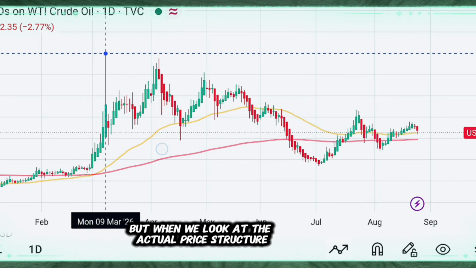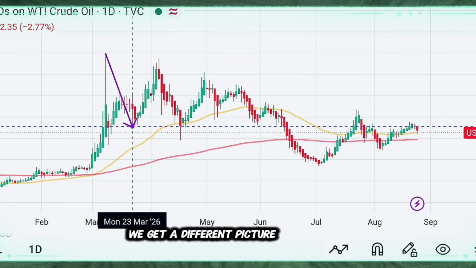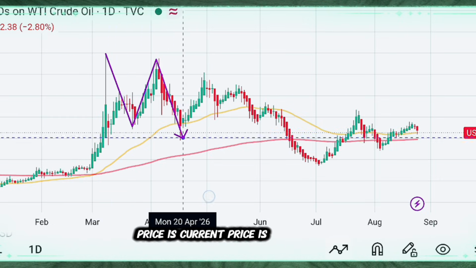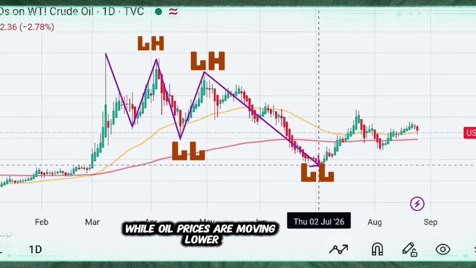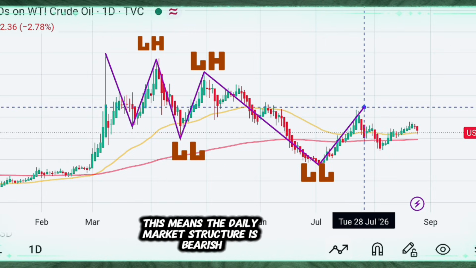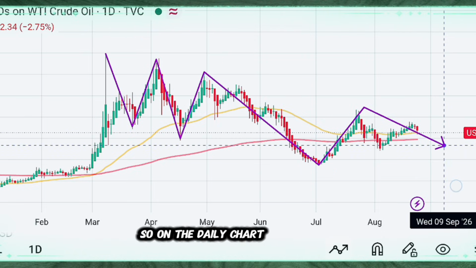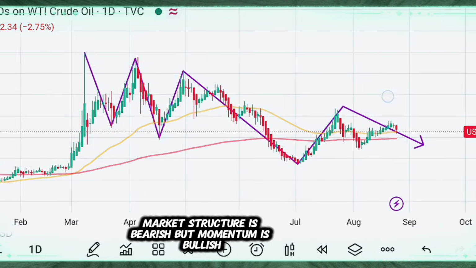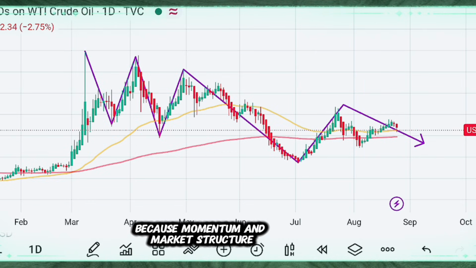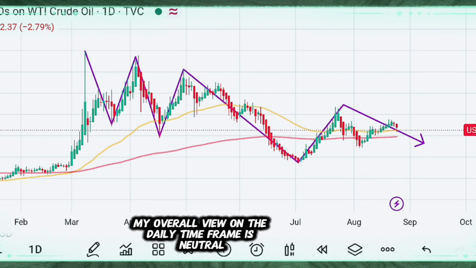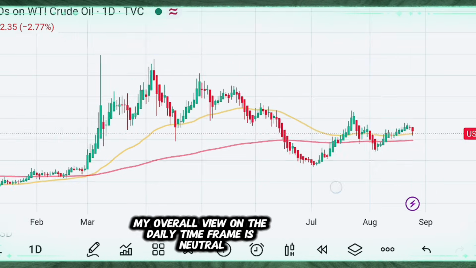We can see that the 50 EMA is currently above the 200 EMA, which supports a bullish momentum environment. But when we look at the actual price structure, we get a different picture. Price is continuously making lower highs and lower lows while oil prices are moving lower. This means the daily market structure is bearish. So on the daily chart, market structure is bearish but momentum is bullish. Because momentum and market structure are giving us conflicting signals, my overall view on the daily time frame is neutral.